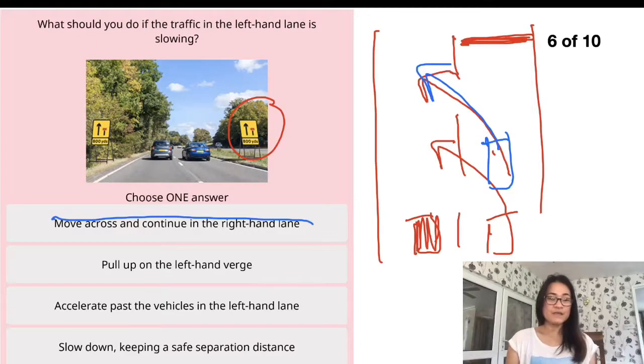The second one said pull up on the left hand lane. So it means you give up. You don't want to drive anymore. You don't want to go anywhere anymore. You don't need to do that. The left hand lane is slowing down. It's normal for this situation.